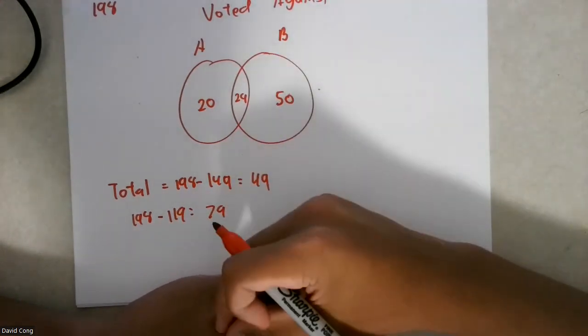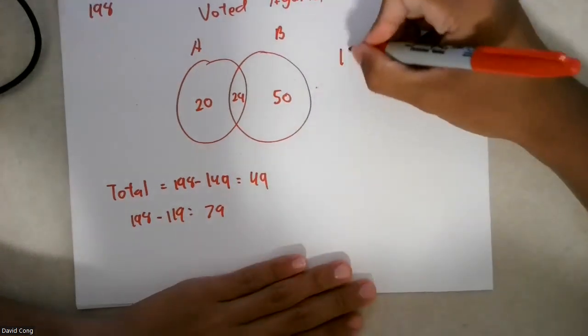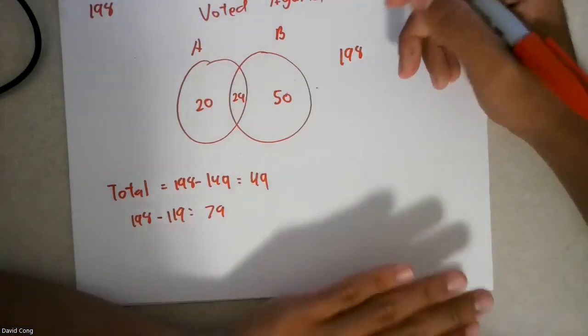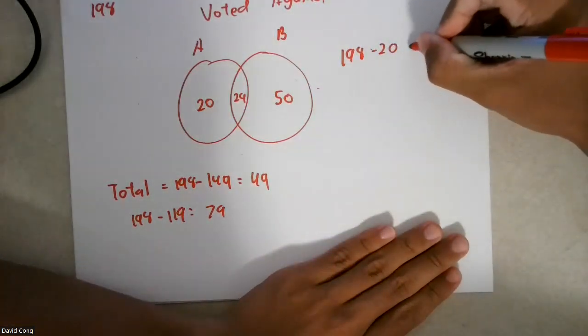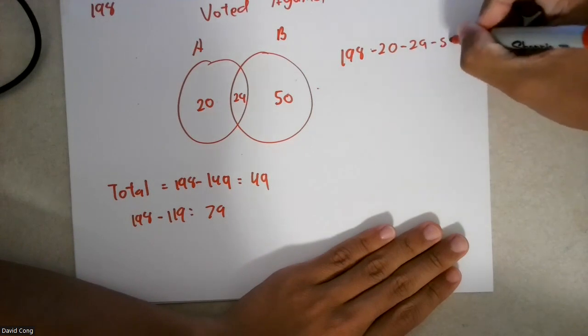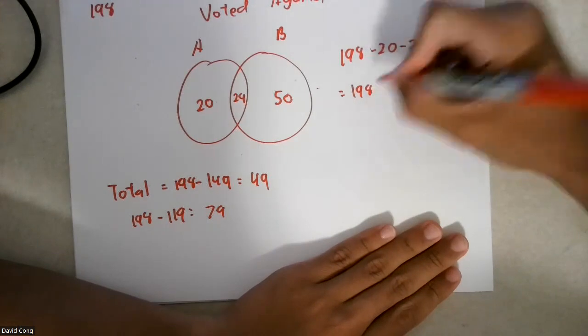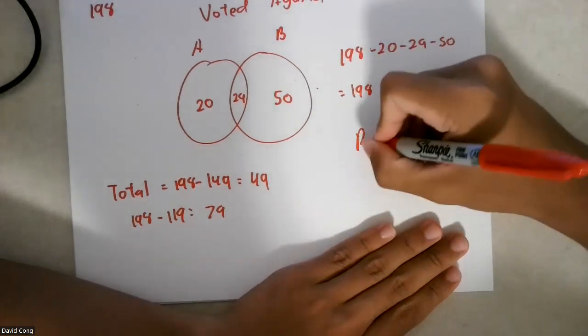So how many students voted in favor of both issues? So we know there's 198 total students. And we have to subtract all the students who voted against at least once, which is 20 plus 29 plus 50. What is this? 198 minus 99, 99, D.